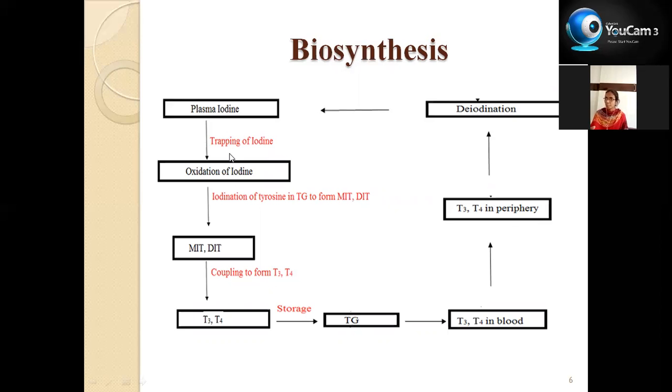So this is the biosynthesis of the thyroid hormones: plasma iodine, upon trapping of the iodine, gets converted by oxidation of the iodine, and upon iodination of tyrosine in Tg to form MIT and DIT, it leads to coupling to form T3 and T4. It gets stored and transferred to the blood, then to the periphery, and then undergoes deiodination.